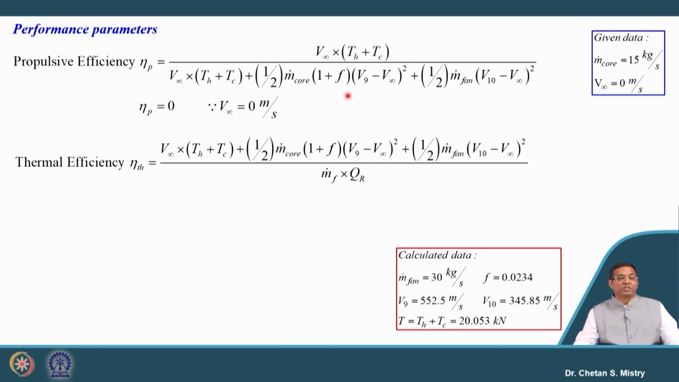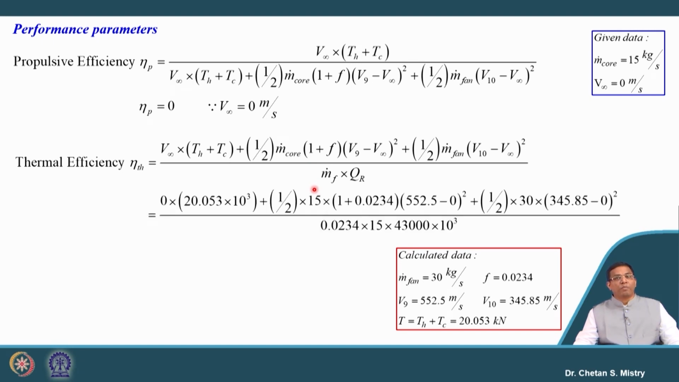Same way for thermal efficiency, we can say numerator divided by m_f into QR. If we are putting this number, it says our efficiency is coming to be 27.4%. Now, overall efficiency, what we know, it is propulsive efficiency into thermal efficiency. Sometimes people used to say thermopropulsive efficiency also. My propulsive efficiency is 0, that is the reason why our overall efficiency will be coming to be 0.